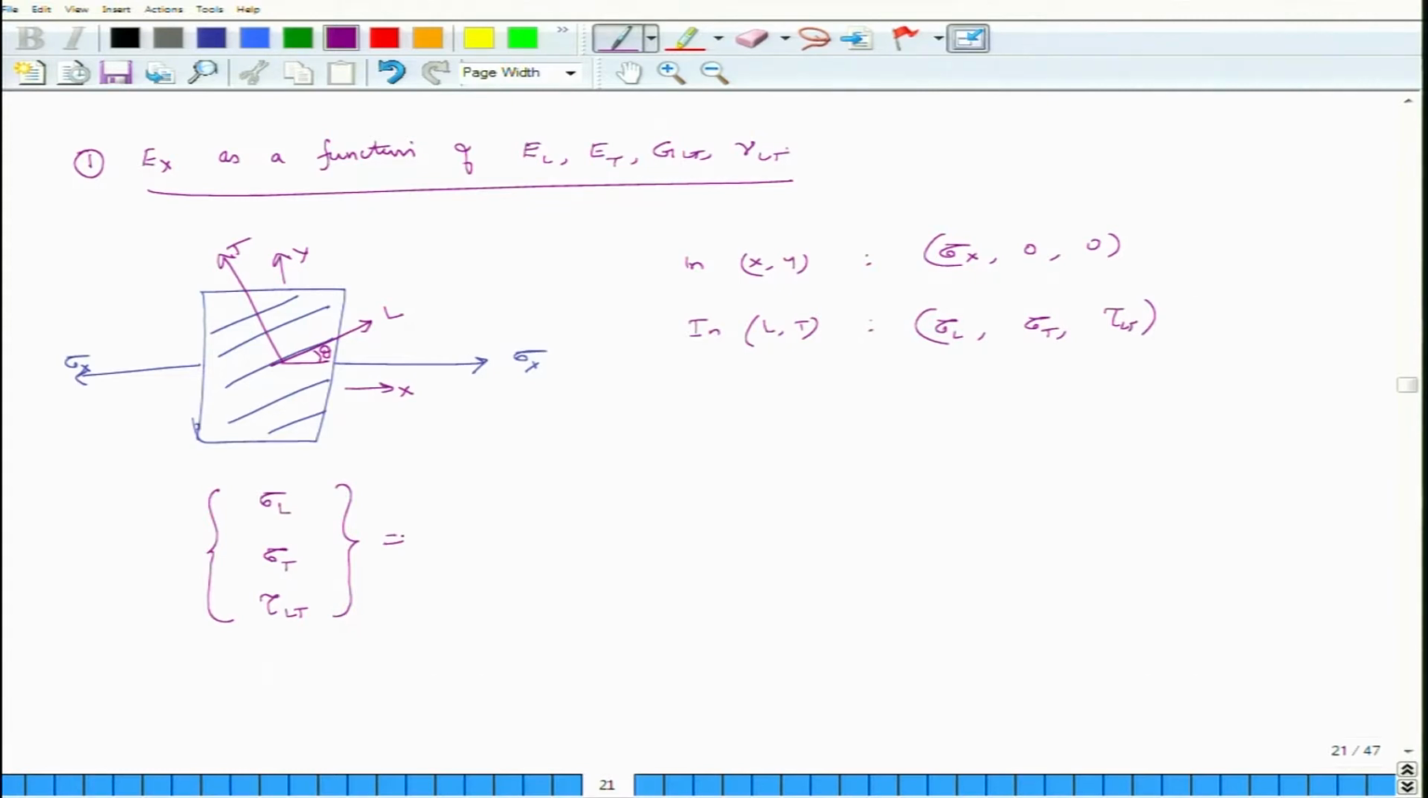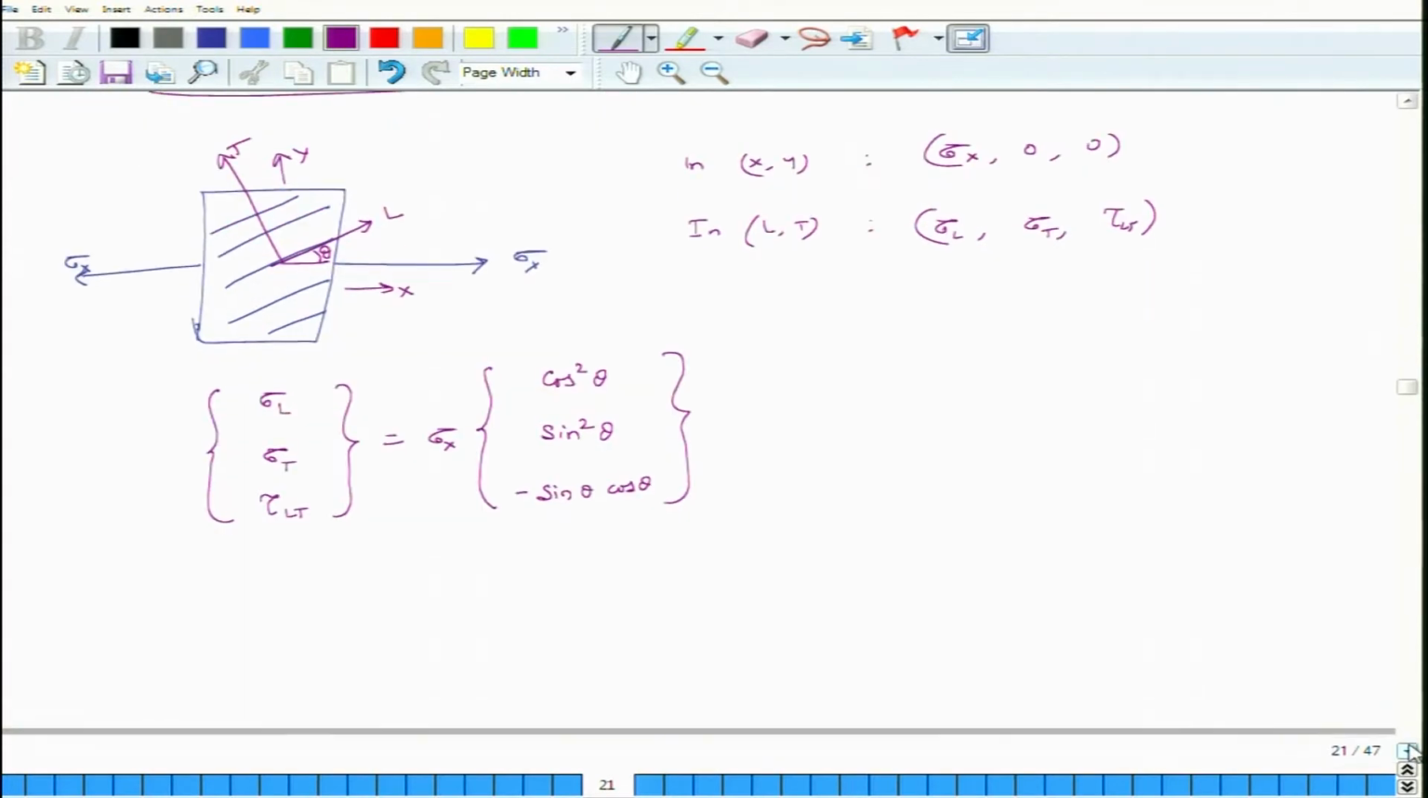So, directly using those relations we get sigma L, sigma t and tau LT is equal to sigma x times cosine square theta, sine square theta and minus sine theta cosine theta. This is what we get. All other terms come out to be 0 because sigma y is 0 and tau xy is 0. So, let us call these equations A.